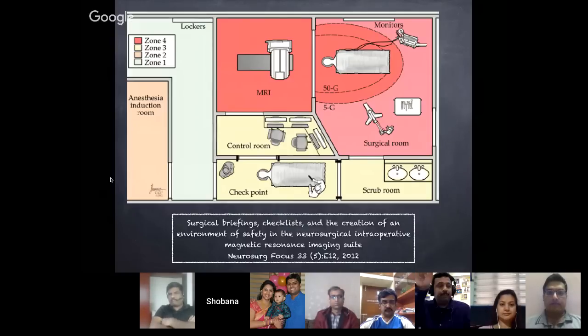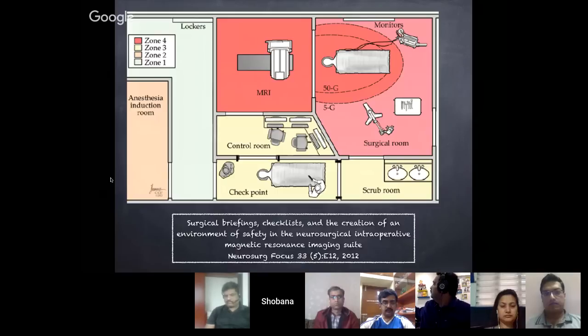And then after this, they're taken through the scrub room into the surgical suite and then onto the operating table. And if you can see, the red areas are where the magnet is most powerful. And there is a door between the MRI and the surgical table. Only when the scanning is necessary, the MRI machine comes out and the patient is scanned, and then it goes back inside.